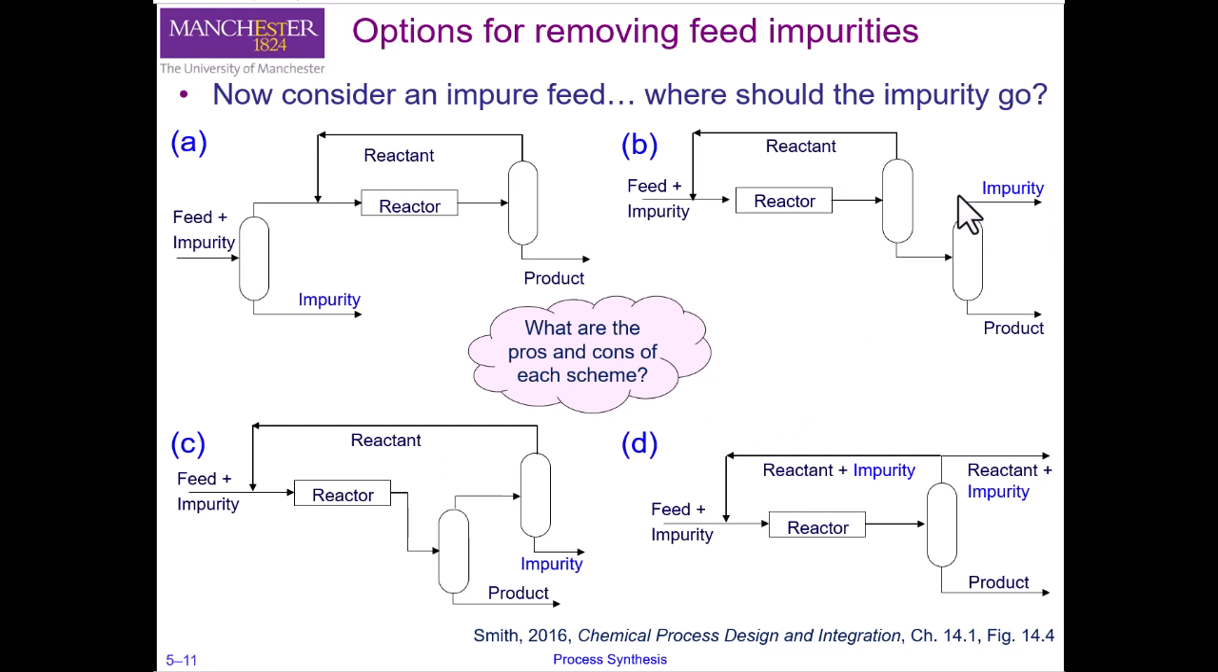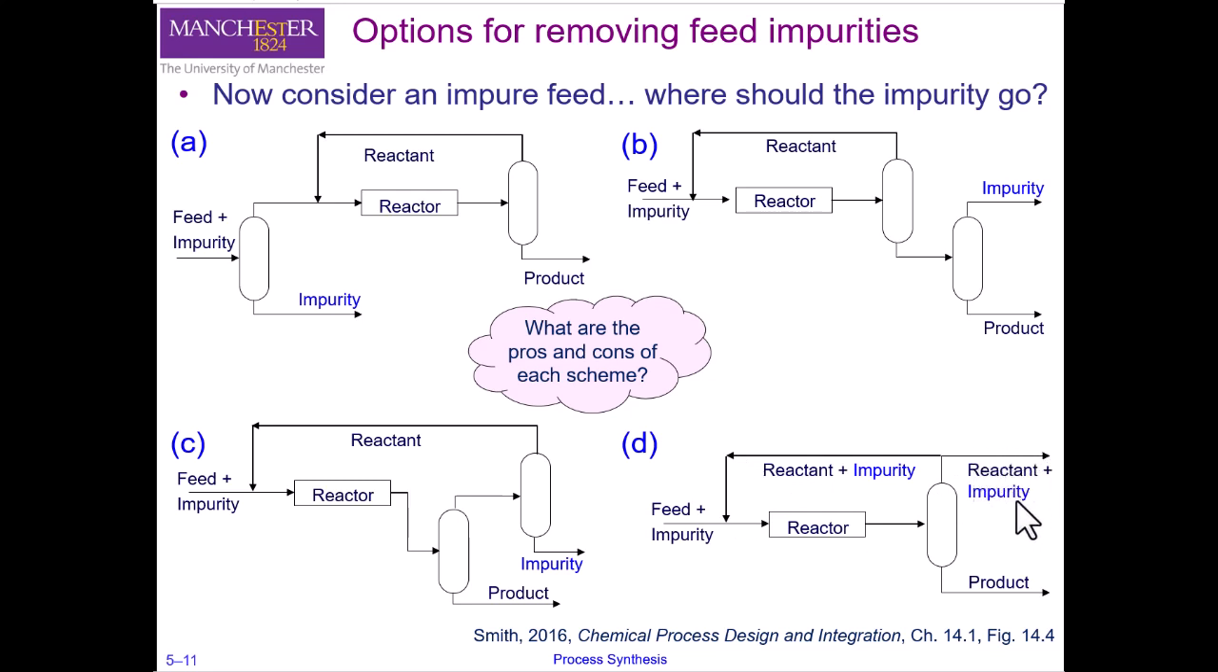Now, if we look at flow sheet B and flow sheet C, here you can see that the impurity is removed from the system post reactor. Similarly, here you can see it is after the reaction system and here as well. So which technology and where to remove impurity will depend on the properties of the reactant, the product, and the impurity. In flow sheet D, the impurity is being recycled but also purged at the same time.